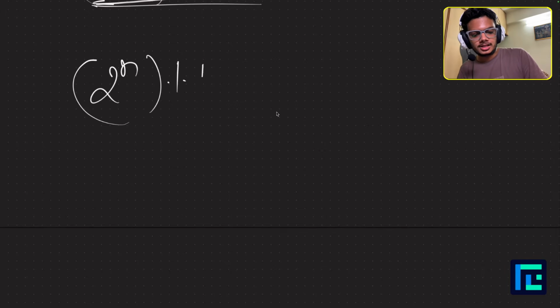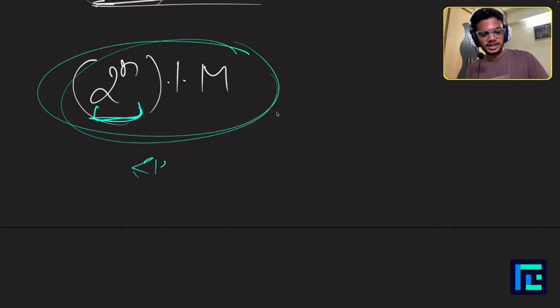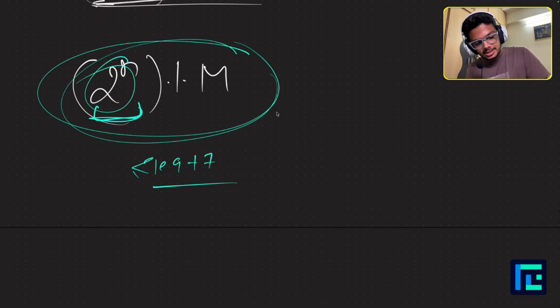So you want to find 2 power n mod m, but the problem is this number cannot be stored in an integer or even an unsigned long, the highest positive integer type that you can get. So how can I calculate this entity? I know this entity is less than 1e9 plus 7, so it fits well within the integer range, but 2 power n does not. So how can I do it? Let's go through the properties of modulus.